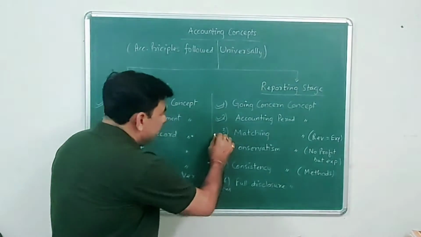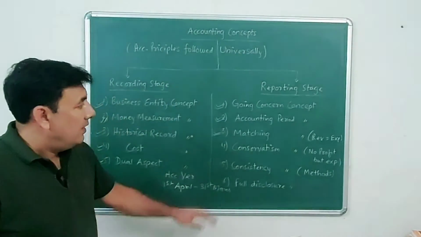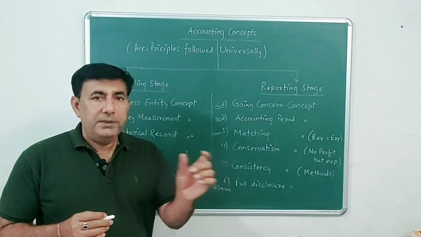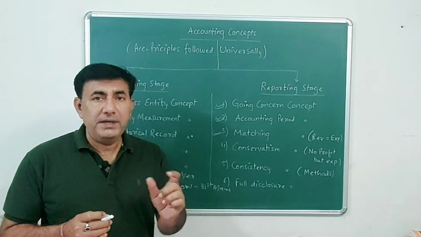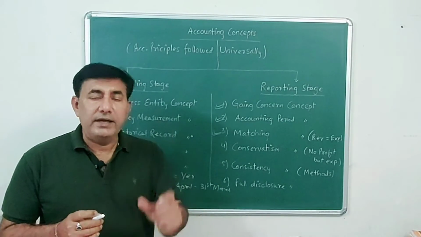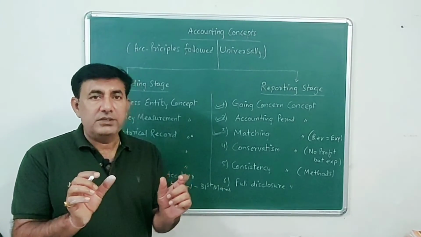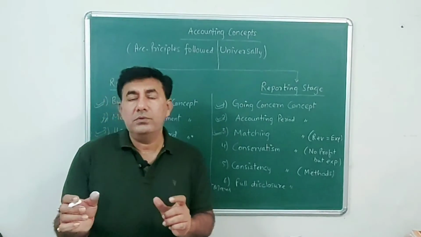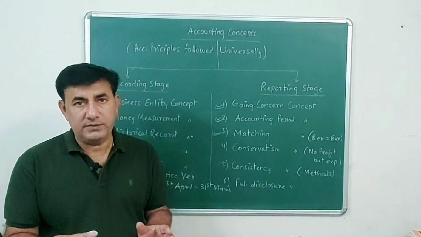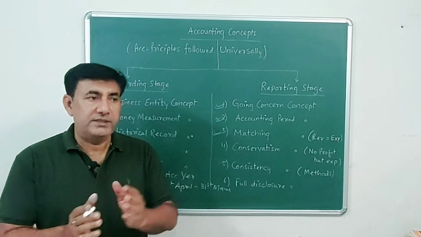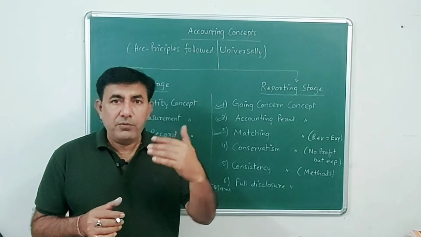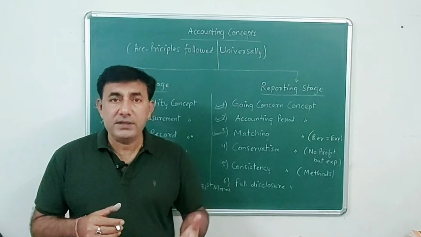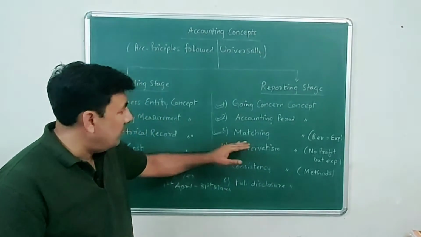Then comes matching. Now this is a little bit tactical. Matching concept, in very simple words, means that debit and credit should match. There should not be any difference between the total of debits and the total of credits. So that is called the matching concept. In other words, we can also say that all the revenues should be equal to all the expenses. So they should always match, and if there are any differences, we provide for that, we make a provision for that, we make a suspense account, like that. So that is called the matching concept.